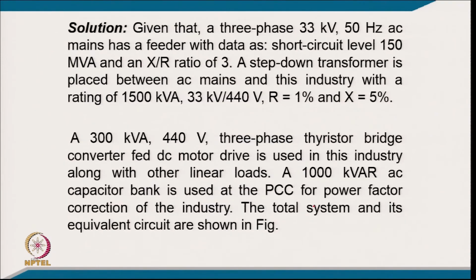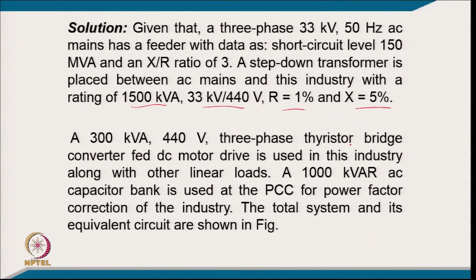So, let us come to the numerical part of it. Given that a 3 phase 33 kV 50 hertz AC mains has a feeder with a short circuit current level of 150 MVA with the X upon R ratio 3, and a step down transformer is placed between the AC mains and this industry with a ratio of 15, with the rating of 1500 kVA, 33 kV by 440 V, resistance 1%, reactance of 5%.